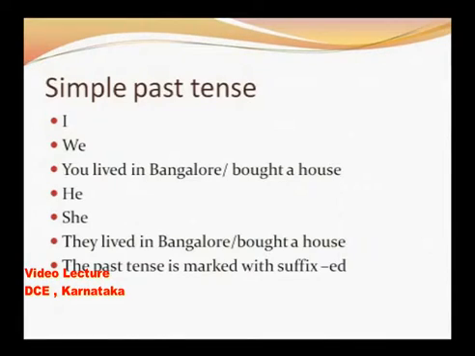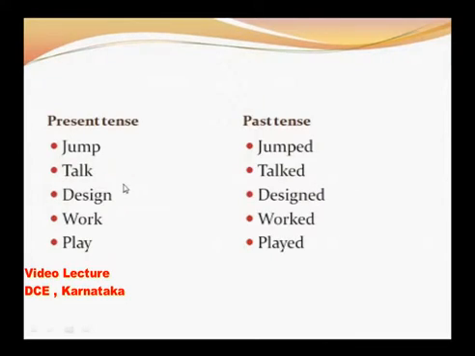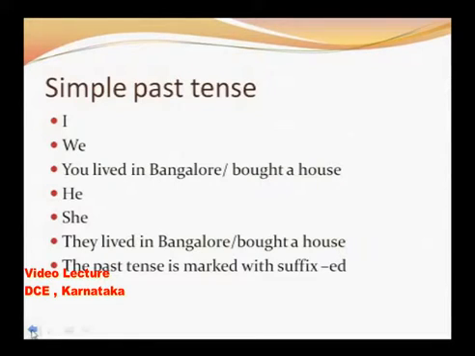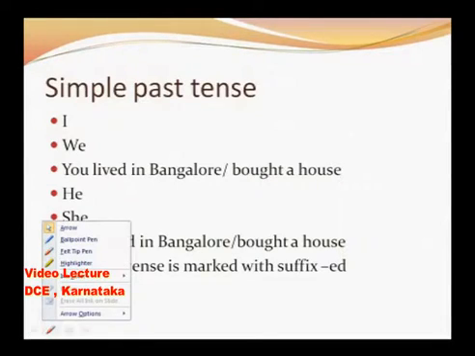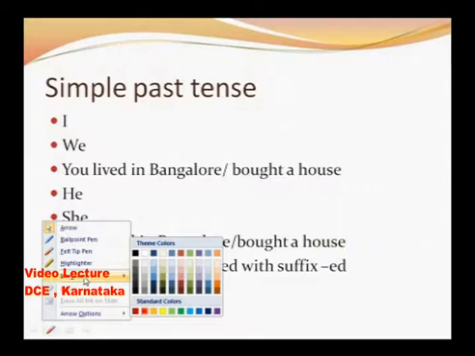In simple past tense, if you look at the verb, it takes the ed form, that is, the past tense is marked with suffix ed. I lived in Bangalore. Lived. We lived in Bangalore. You lived in Bangalore.